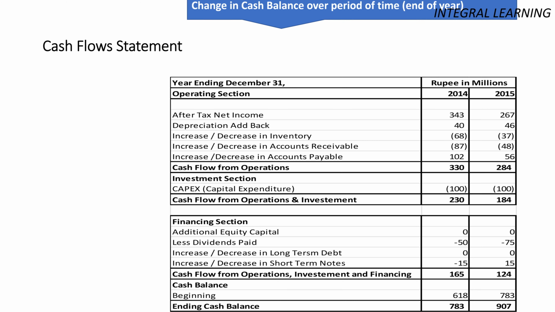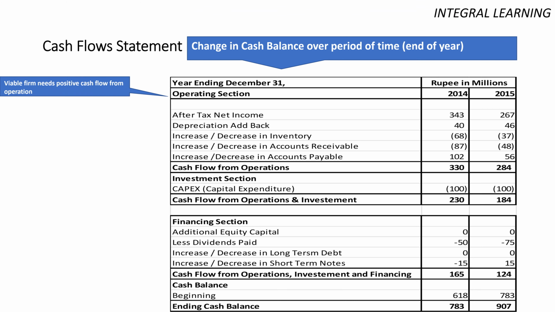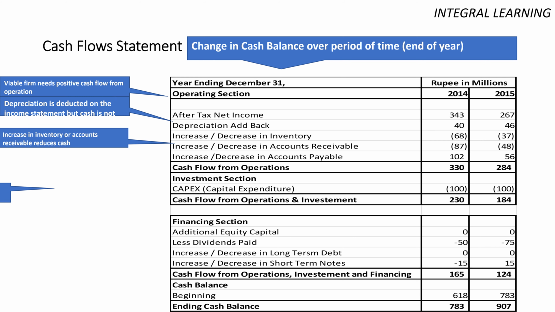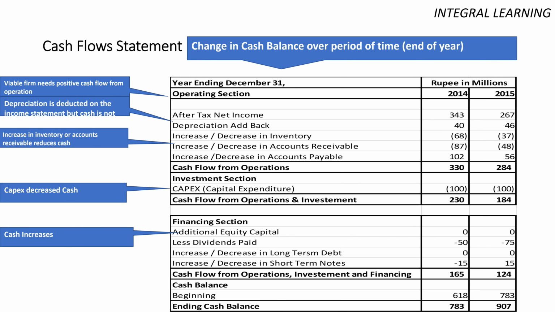So now we will elaborate it by giving an example. Change in cash balance over a period of time, like the year ending December 31. There are three sections: operating section, investment section, and financing section. In operating section, we will add depreciation back, increase or decrease in inventory, increase or decrease in accounts receivable, increase or decrease in accounts payable. Increase in inventory lessens the cash. Increase in accounts receivable will decrease the cash. An increase in accounts payable will increase the cash.